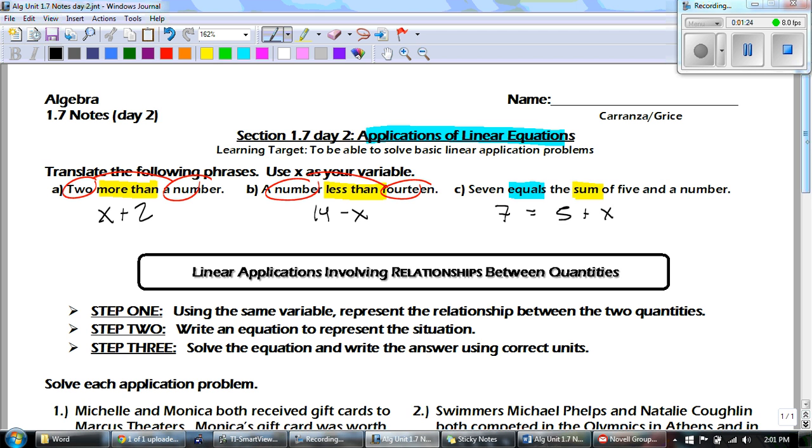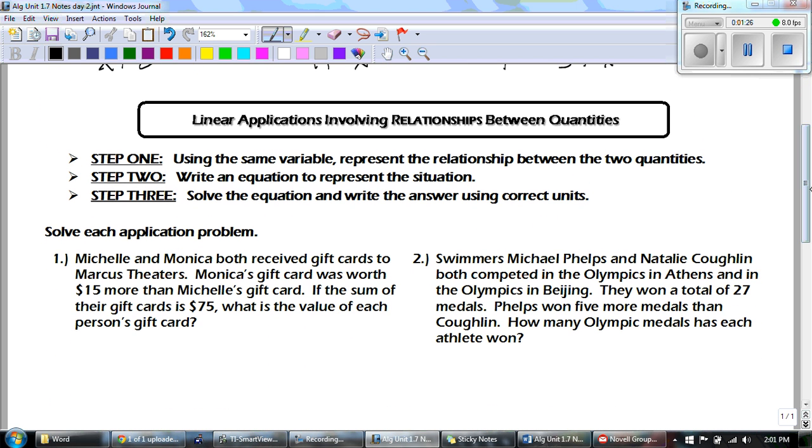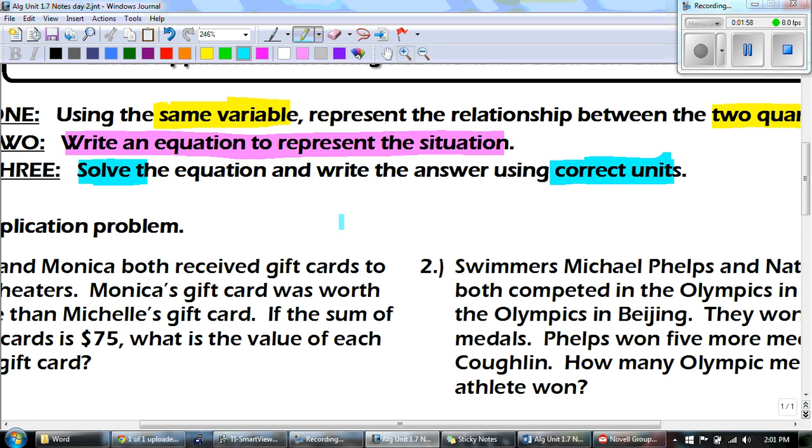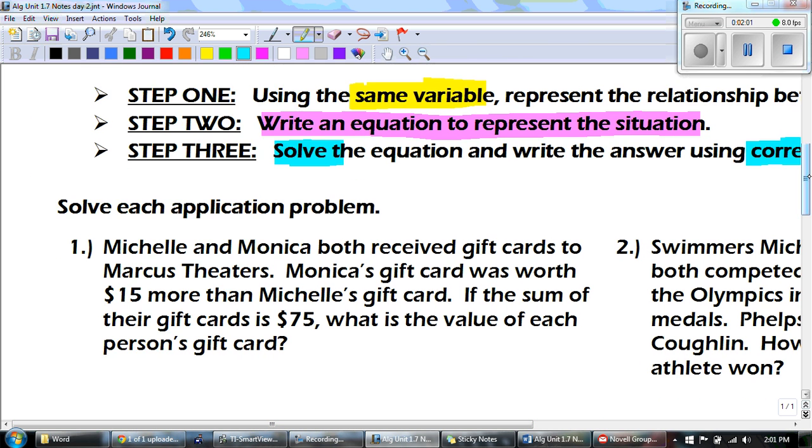Now, today we're going to be talking about linear applications involving relationships between quantities. So step 1 is using the same variable to represent the relationship between the two quantities. Step 2, we need to write an equation to represent the situation. And then step 3 is to solve the equation and to write the answers using the correct units. You guys ready? Me too. All right, so let's go ahead and read.